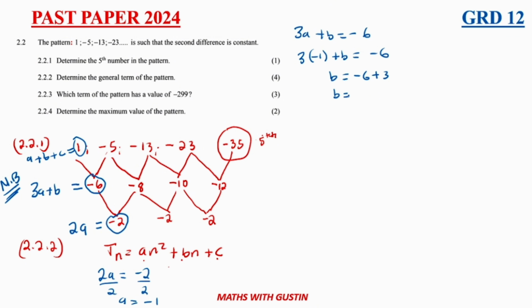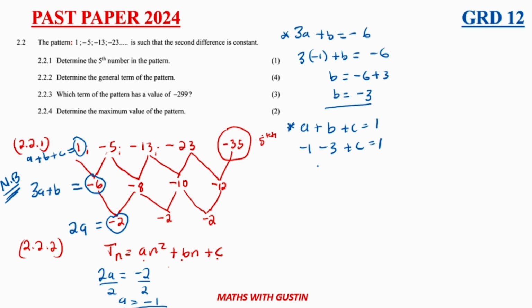So therefore b will be equal to -6 plus 3, which equals -3. Therefore we come to this equation now. We already have a and b. So please take note, a plus b plus c is equal to 1. We already know a is -1, and b is -3, plus c. So we are looking for c this time around.